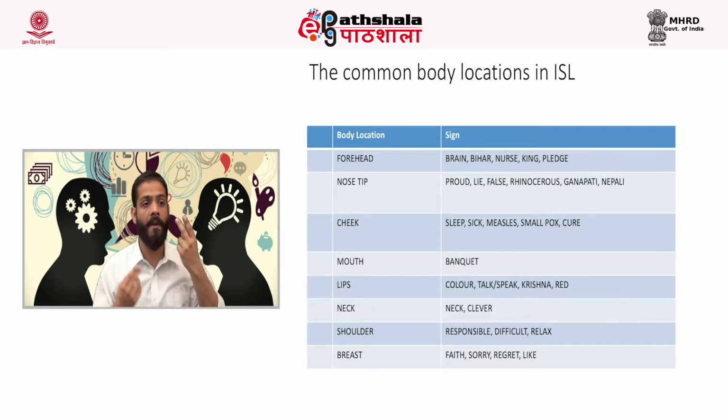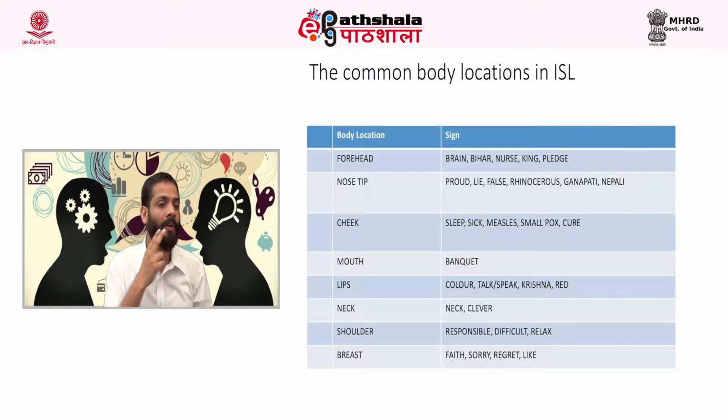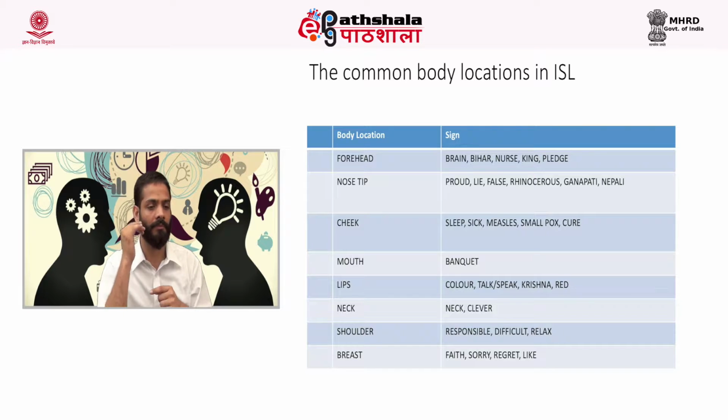Next we'll see the ear. The word famous. You can't sign it from the nose. You can sign it on the ear. Deaf. It's related to the ear. Deaf is related to the ear. The other place is cheekbones. We can sign angry. Angry is signed on the cheekbone.